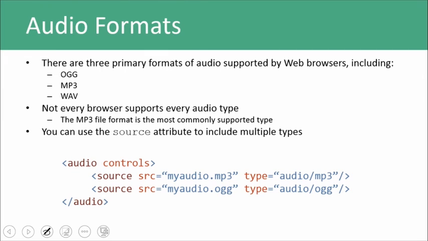There are 3 primary formats of audio supported, just as with video. You have OGG, MP3, and WAV. Once again, not every browser is going to support every audio type, so keep that in mind. We just, once again, use the source element to include multiple types here, right? So source is used 2 times in between the audio tags, so source is nested, and we access the MP3 and OGG formats that way.